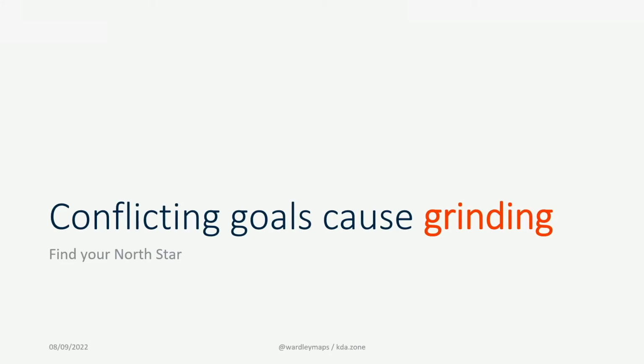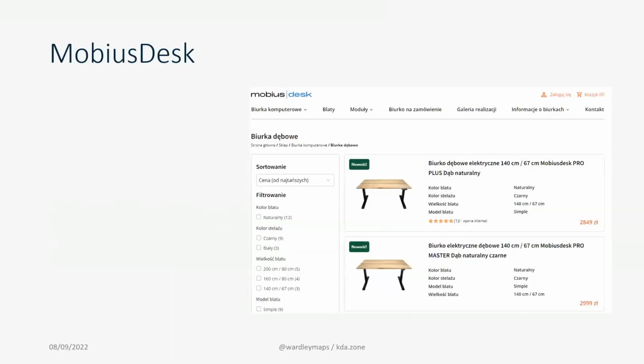But if you want to effectively remove uncertainty, you have to find your North Star. You have to find something that will orient all of your efforts towards one goal. And finding this goal isn't actually a trivial task. So let me guide you through an example. I will use the example of a Mobius desk. This isn't exactly a well-known company, but it's an excellent learning opportunity.